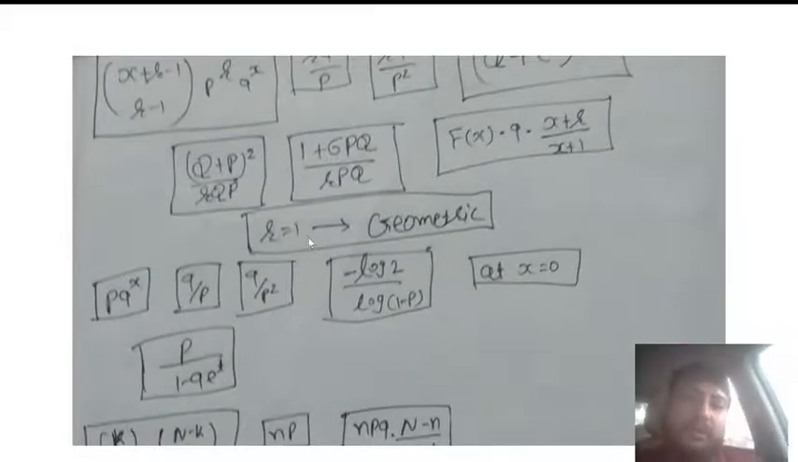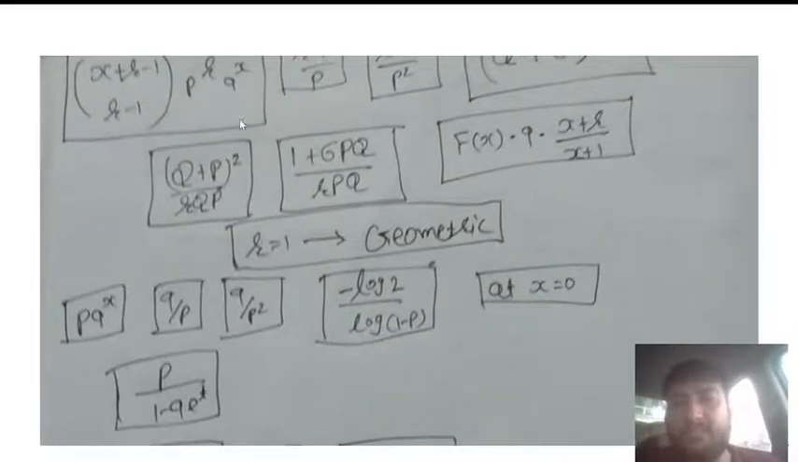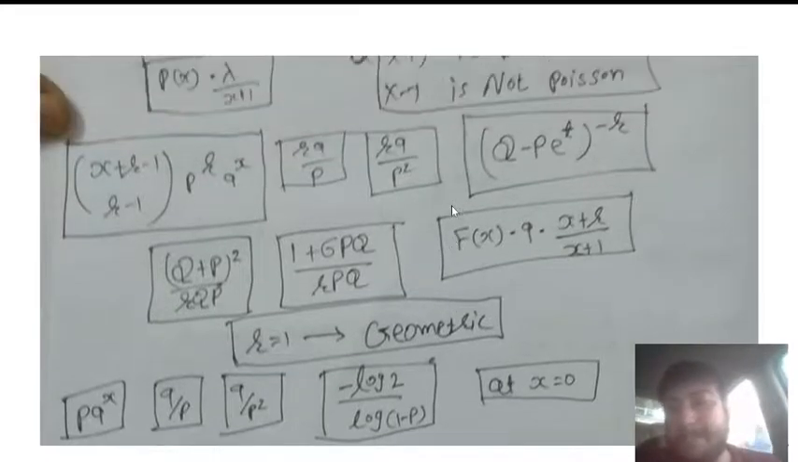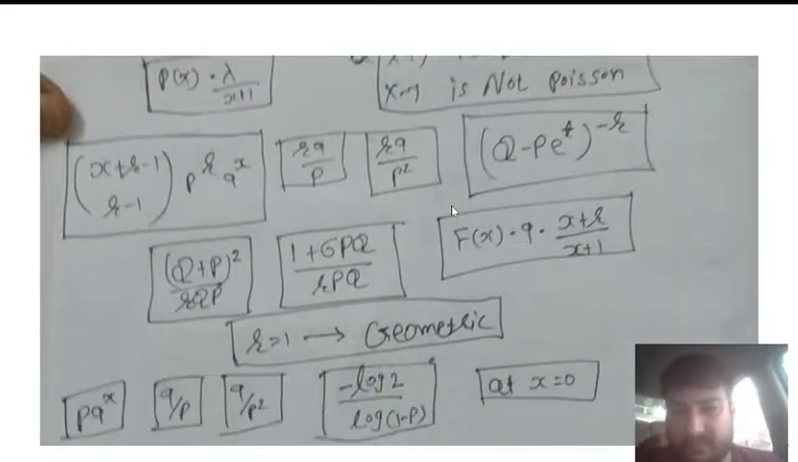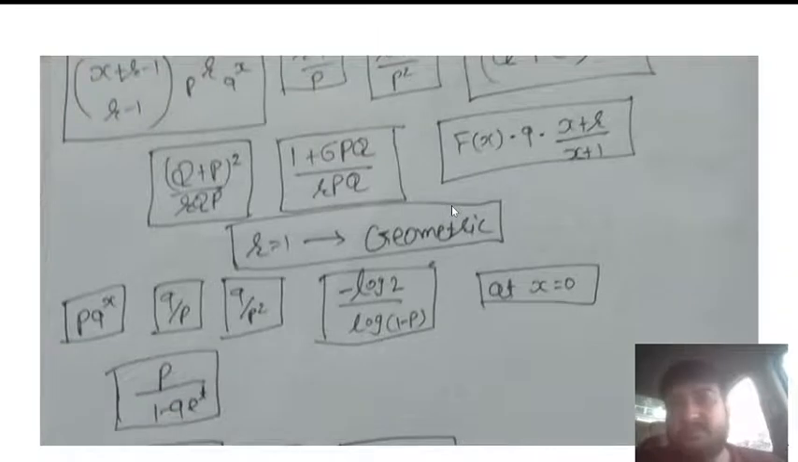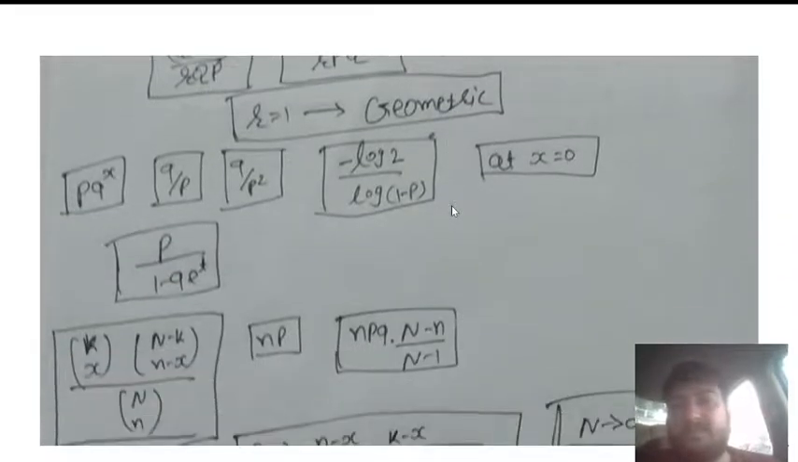Now if r is equal to 1, then it turns into the geometric distribution. The PMF of the geometric distribution is PQ raised to x, mean is Q upon P, variance is Q upon P square.